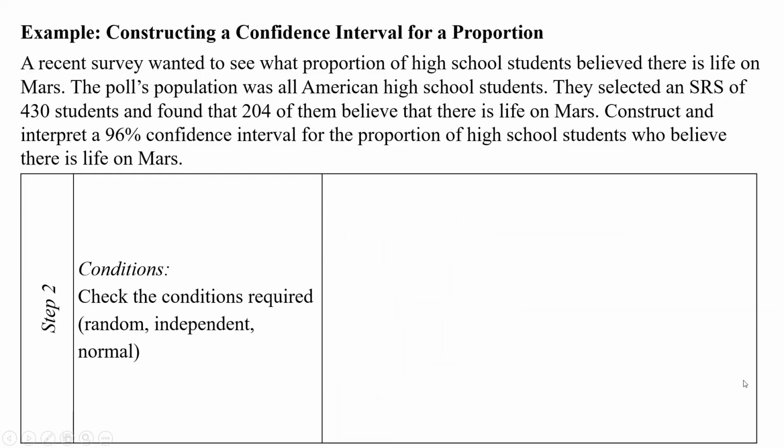Step 2 is going to be the conditions, where we want to check the conditions required: our random, independent, and normal conditions. So a random sample was taken. Perfect. When you do long inference problems, you are probably always going to have a random sample. So it can feel a little redundant to write this down when it's given in the problem, but you need to. You need to communicate that you know that this has to be a condition in order to perform accurate inference. So write it down: a random sample was taken. Perfect. That's all you got to do.